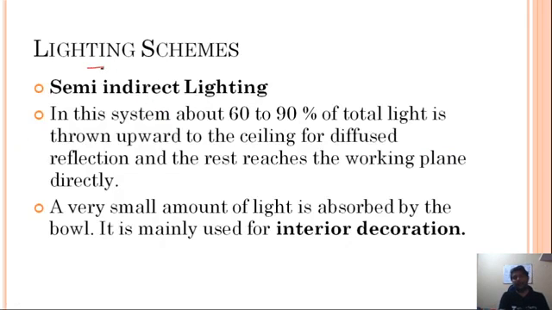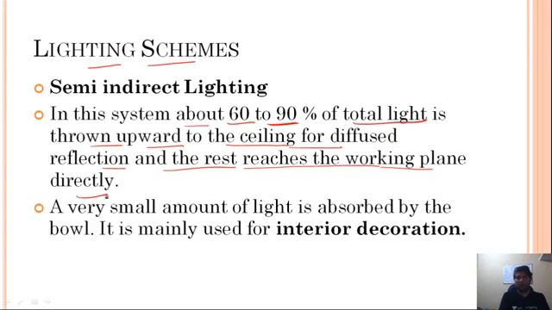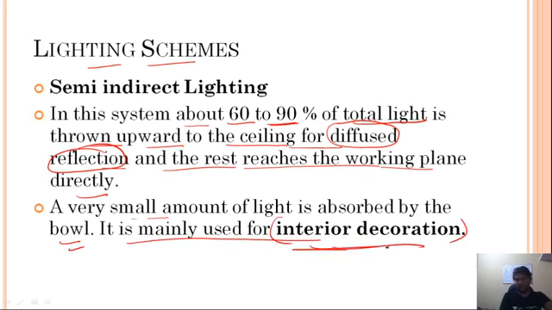Semi-indirect lighting scheme. So in semi-indirect lighting, in this system, about 60 to 90% of total light is thrown upward to the ceiling for diffuse reflection and reaches the working plane. So here you get the term diffuse reflection. So you will get the idea what is diffuse reflection. A very small amount of light is absorbed by the bowl, and it is mainly used for interior decoration.